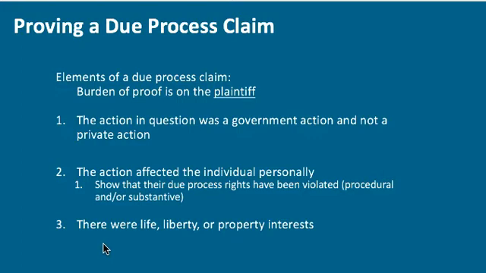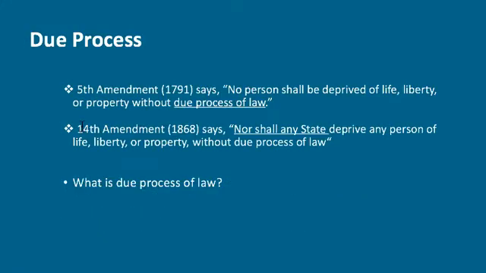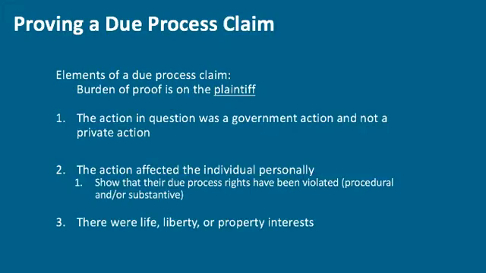Finally here, if you're the plaintiff, you have to be able to show that there were life, liberty, or property interests at stake. So what does that mean exactly? Well, in order for there to be an infringement of due process, we know based on our definition of due process that it says it right in the terminology, right? No person shall be deprived life, liberty, or property without due process of law. So it would make sense then, in order for you to successfully pursue a due process claim, that at least one of these things has been impacted if you're the plaintiff, right?